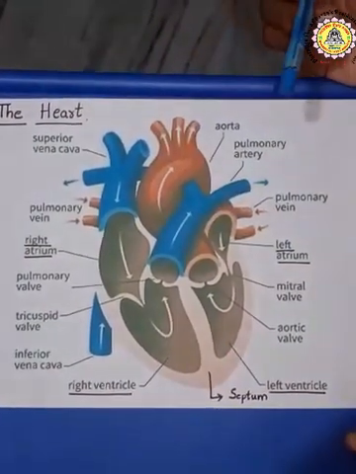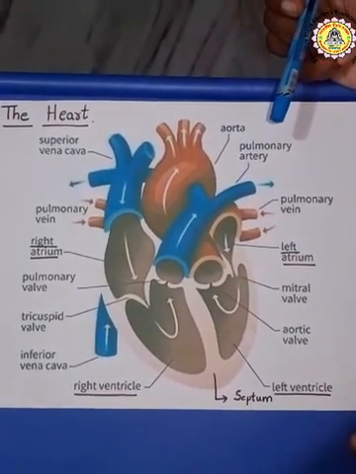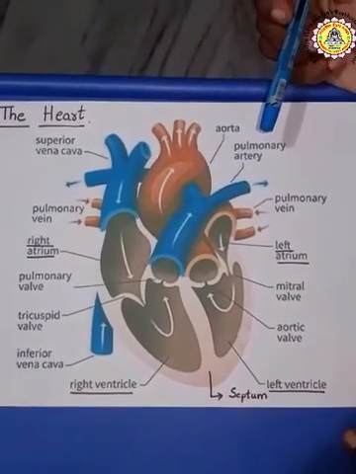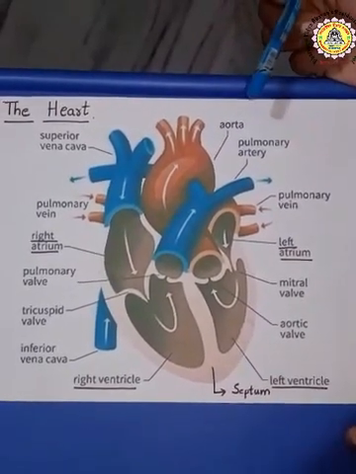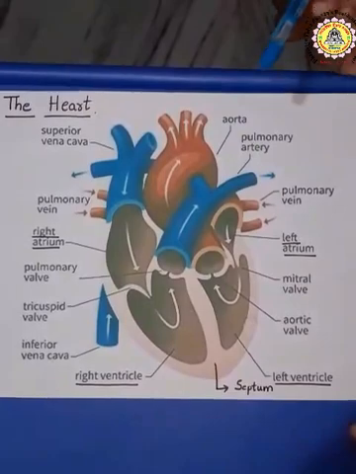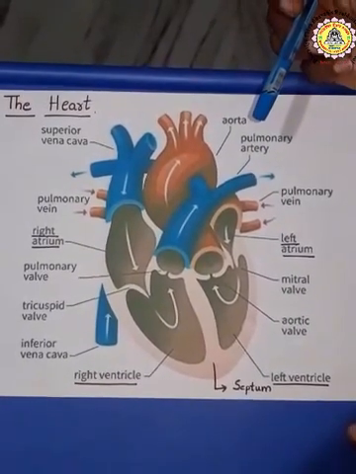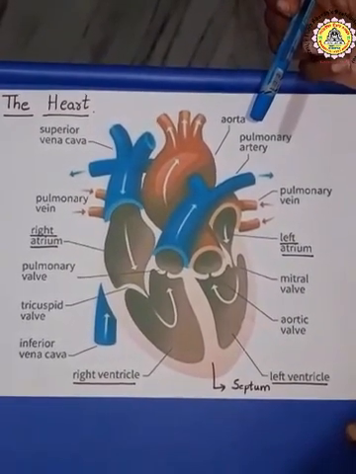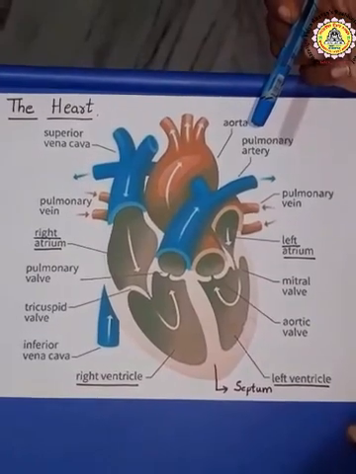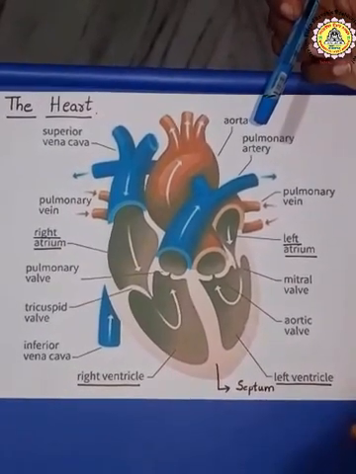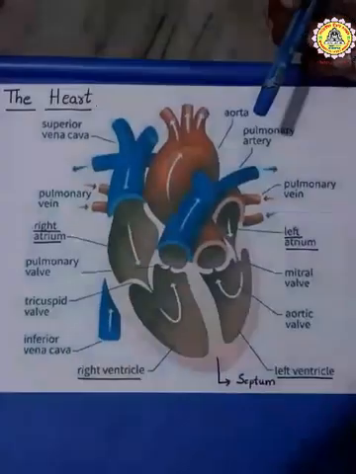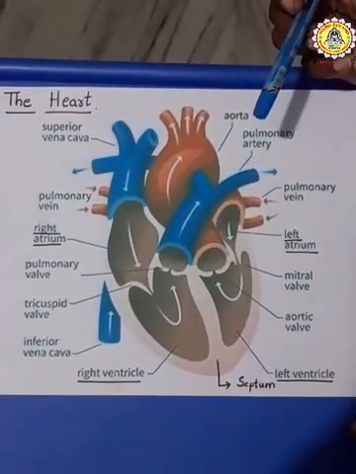Do you know, children, how many times our heart beats per day? 115,000 times our heart beats per day. And it also pumps blood. How much, do you know? It pumps 2,000 gallons of blood in our body.